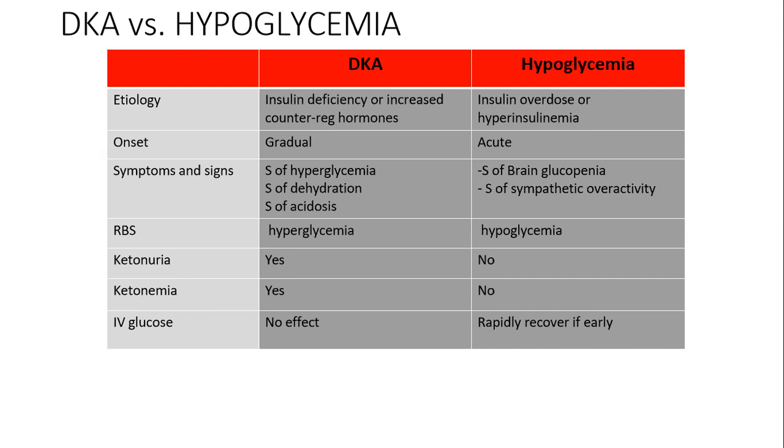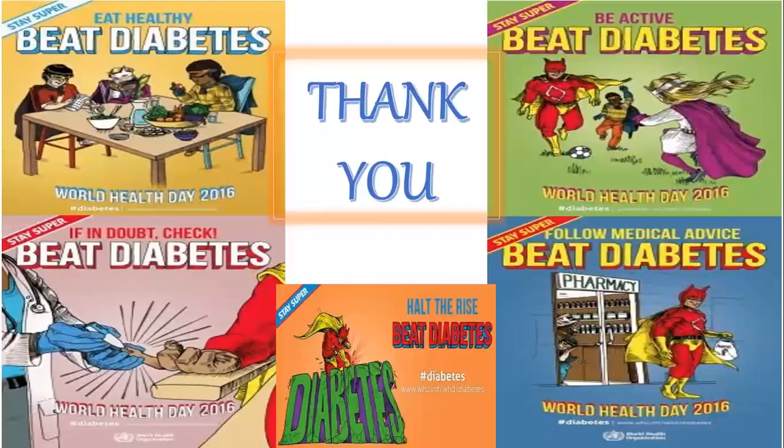In hypoglycemia, patients present with overdose of insulin or hyperinsulinemia, or poor feeding. Onset is acute, with systemic brain glycopenia and systemic sympathetic hyperactivity, low blood sugar, and no ketonuria and no ketonemia. When you give the patient glucose, they respond very fast.